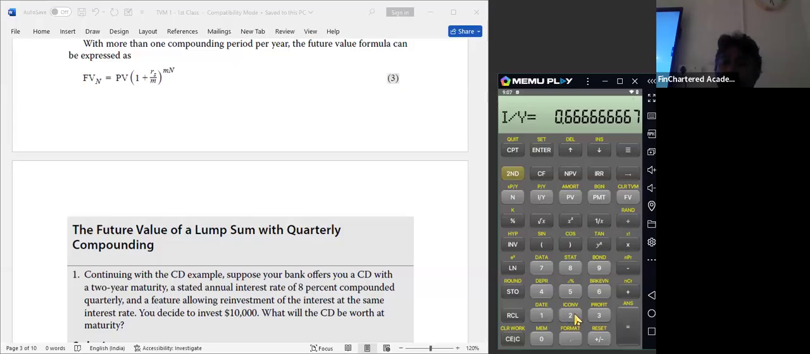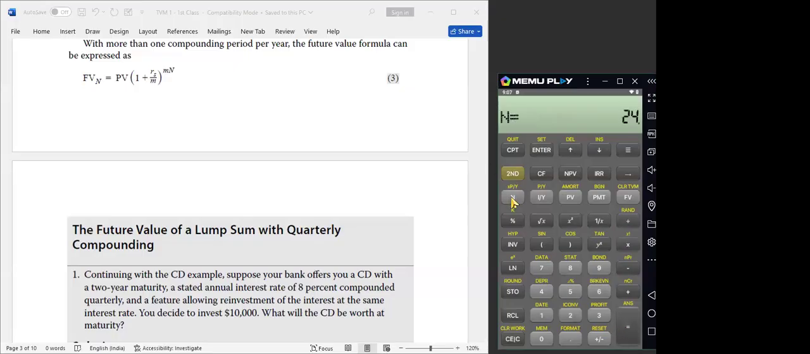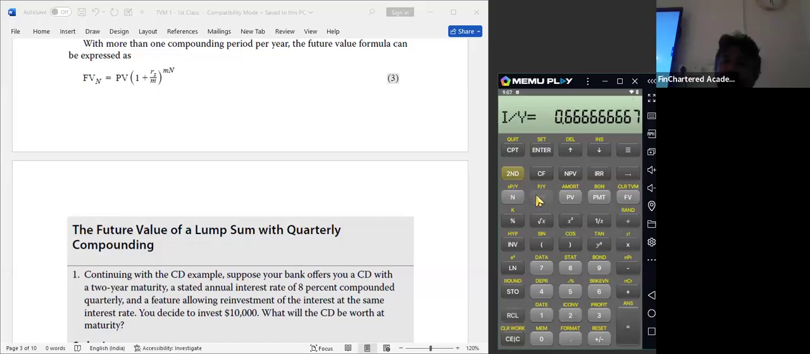And in 2 years, how many months are there? In 2 years, there are 24 months. So I'll take my I/Y as this much. Everything else remains the same. My PV remains at 10,000. My PMT is 0. And then if I compute my FV, it is going to be 11,728.